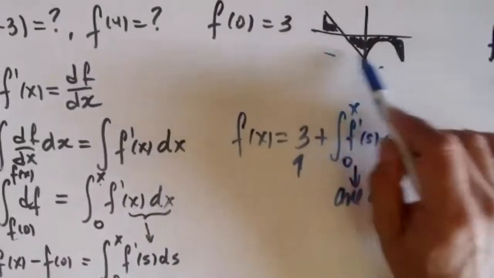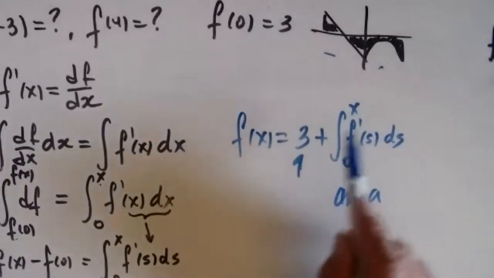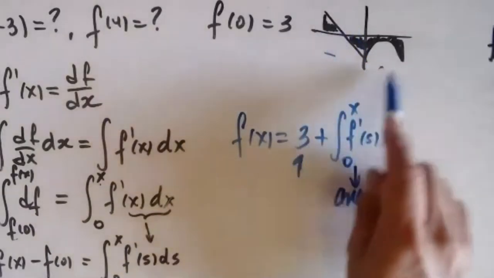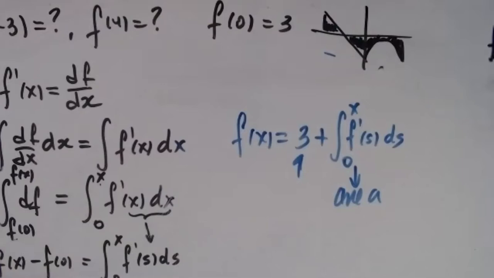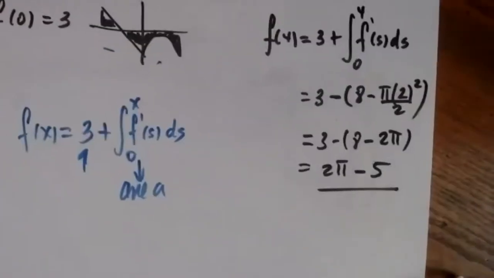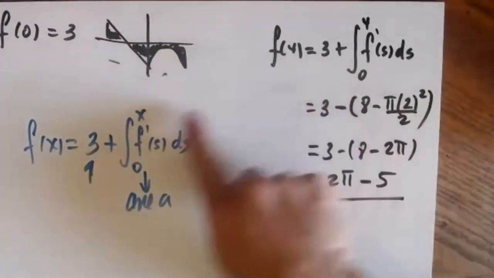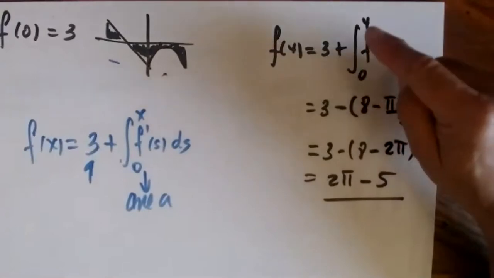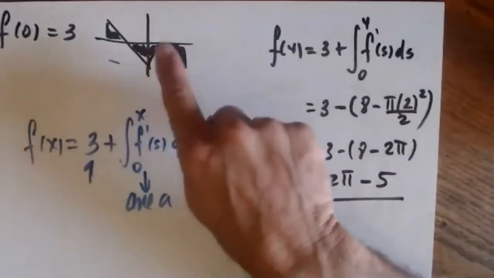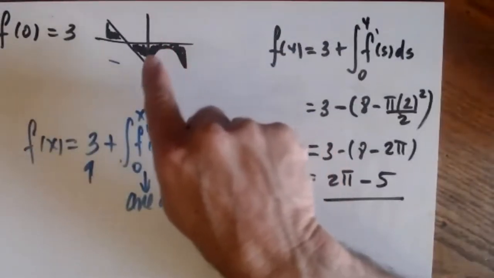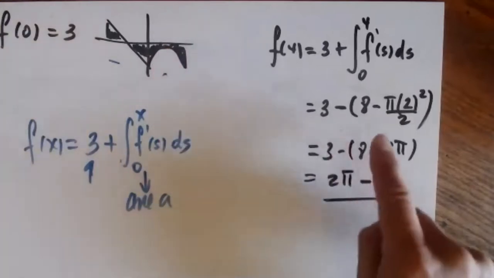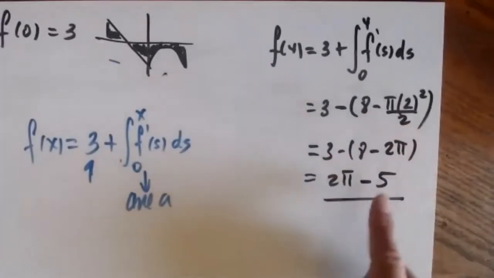So you can go to the graph and compute this integral using the areas right here, that are the areas of triangles and circles and rectangles and all that. This is what I did here, correct? The function at 4 is this 3 right here, plus the area between 0 and 4. So the area between the circle and the line, right? That was a rectangle minus the half circle. That's my answer. Okay?